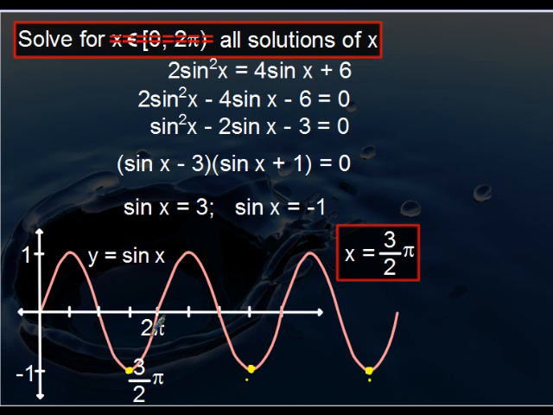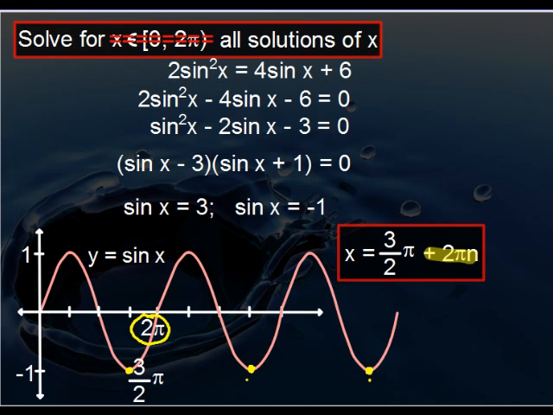And remember, the period of this is 2 pi. So therefore, you have to think, well, if the period's 2 pi, that means if we go another 2 pi units, we get to the next answer. And another 2 pi units, we get to the next answer. So that's why you would tack this on.